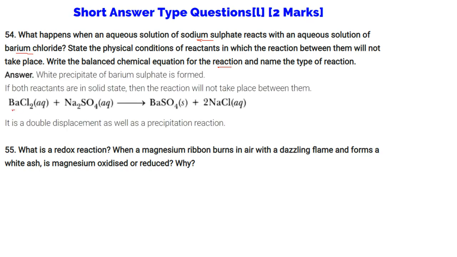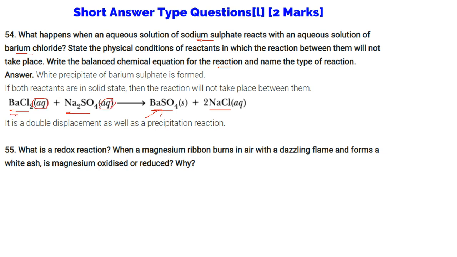See, barium chloride BaCl2 combines with Na2SO4 and gives you barium sulfate and sodium chloride. So a white precipitate of barium sulfate is formed here. The condition is that this is aqueous and this is aqueous.